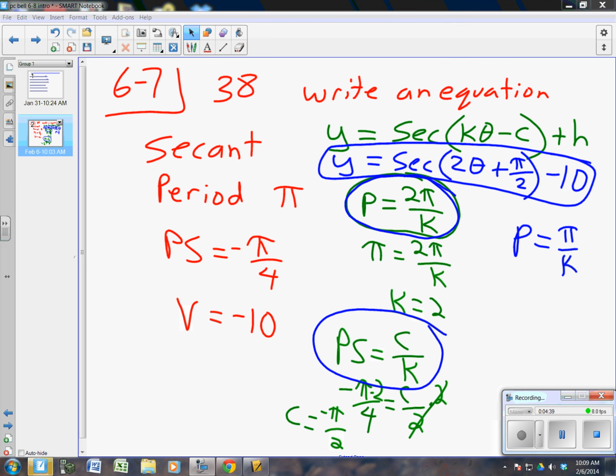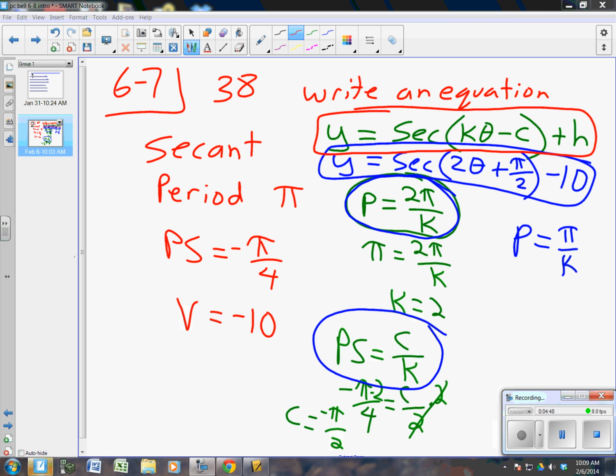So when you write these equations, just write out the standard form like that, and then just fill in the information that you have. That's all you're going to do. Usually on the tangent, cotangent, cosecant and secant, we don't worry about amplitude because all it does is vertically stretch or shrink the graph. It's not like a sine or cosine that makes it go up higher or lower, okay? So we're not going to worry about amplitude on those. All right.